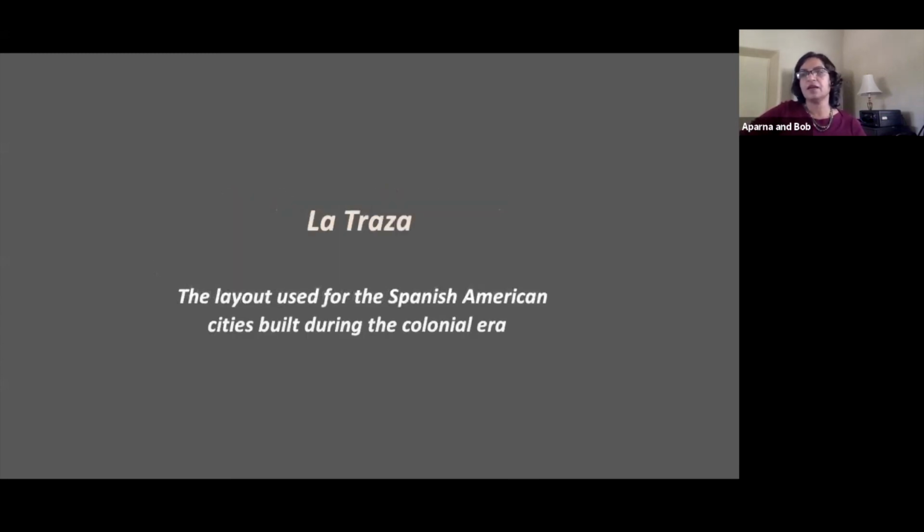The La Traza, or the layout, was used for establishing the Spanish-American cities during the colonial era. It revolved around a central plaza or town square with radiating streets. The church, the cabildo, or the town council building, the principal businesses, and the residences of the civil and religious officials were all located around the plaza, and people of higher social status lived closer to the center of town, the center of political, social, and economic power. Radiating from the main square were streets at right angles, a grid that could extend as the settlement grew.